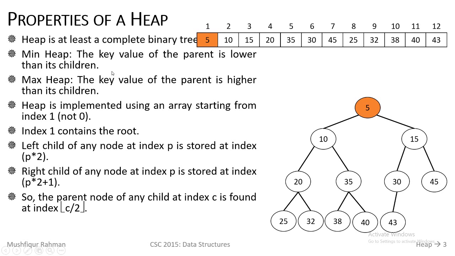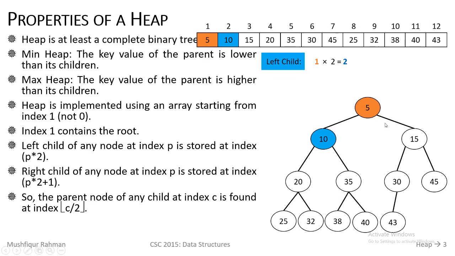Next, a heap is implemented using an array starting from index 1, not 0. Normally in an array we can declare from 0, right? Not here. We will start with 1. Index 1 contains the root. The left child of any node at index p is stored at index p times 2, and the right child is stored at index p times 2 plus 1. The parent node of any child at index c is found at index c divided by 2, using the floor function.